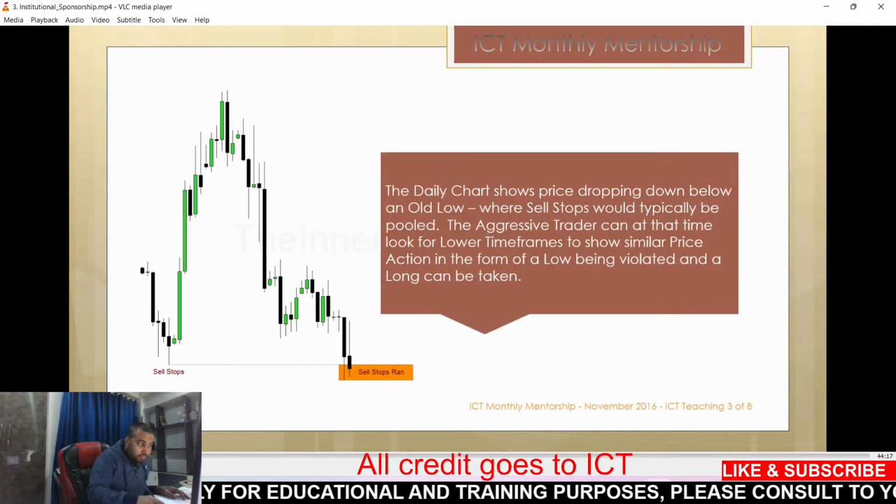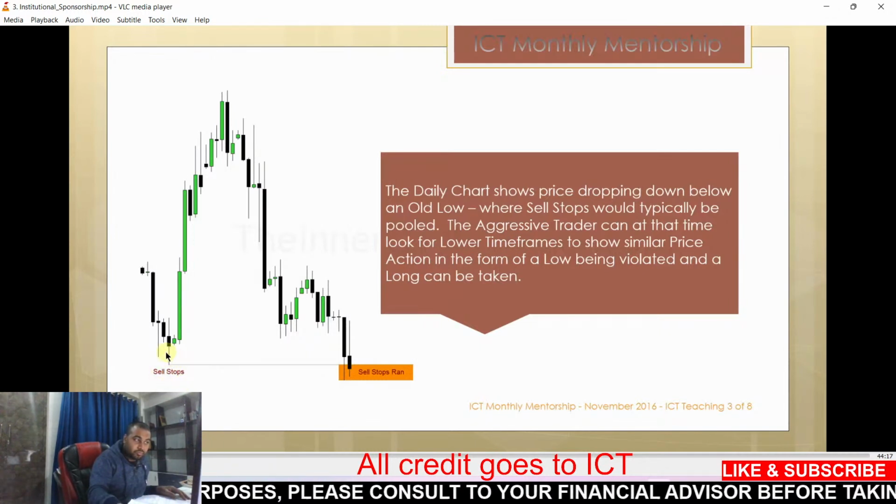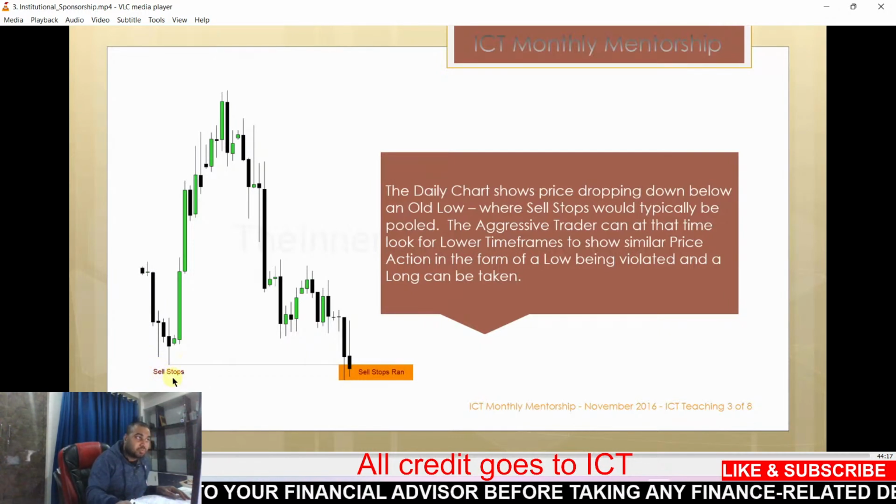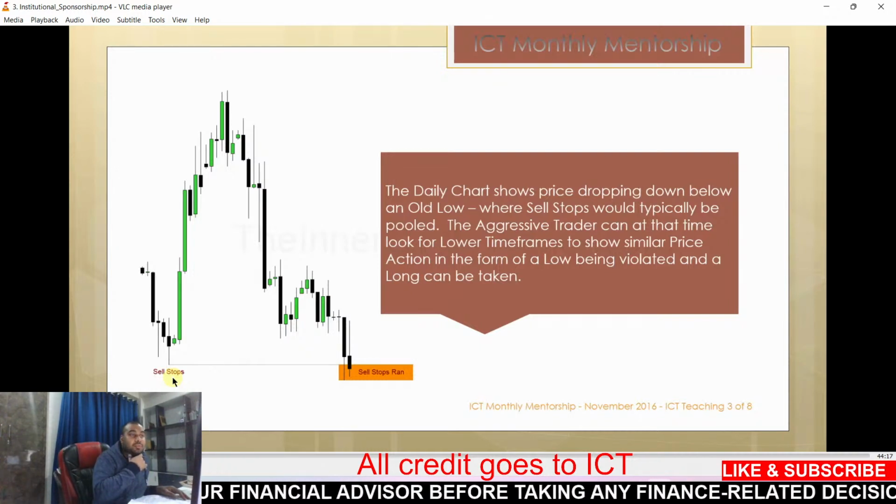Now, looking at this daily chart, you can see it shows price dropping down below an old low. This is typically where sell stops are going to be residing, or as we call it, a liquidity pool. Sell stops will pool below this old low, and everyone that would be wanting to go long, they would have a sell stop right below that. And in fact, because everyone's doing that same idea of putting a sell stop here, that's where the idea of a liquidity pool comes from. All those orders are pulling together, okay, and creating a pocket, if you will, of selling interest.